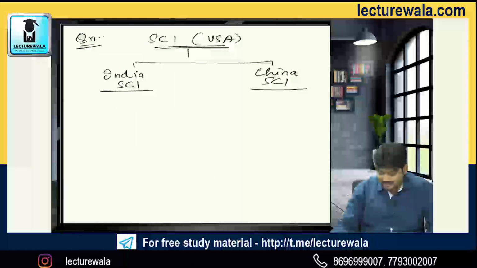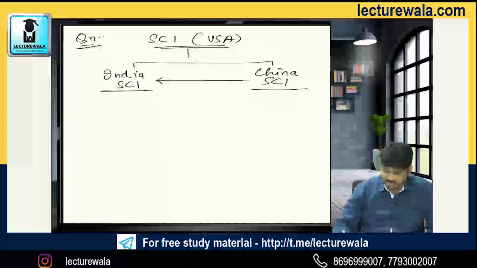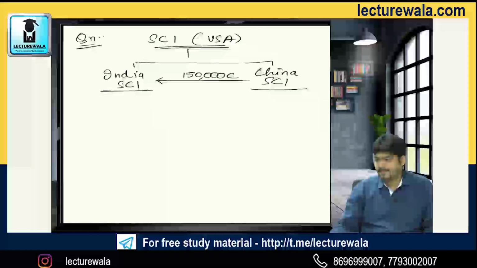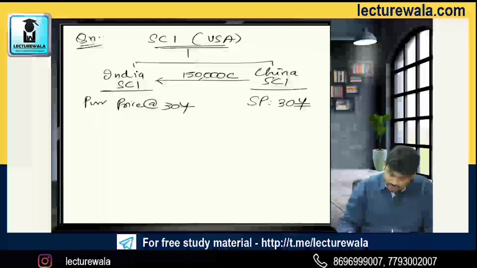What are they saying? Who is buying from whom? Indian subsidiary is buying from China. How much? 1,50,000 components, correct? At what price? 30 yen. So selling price of 30 yen is from China's point of view, correct? So 30 yen, for India that 30 yen is what? Can I say it is the purchase price? Yes. Okay. Then what else information is given?